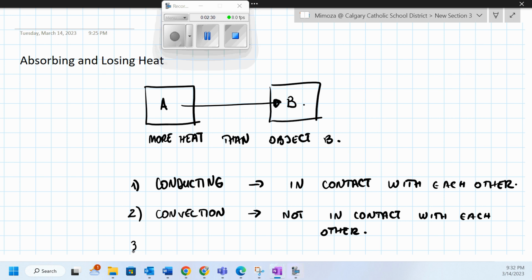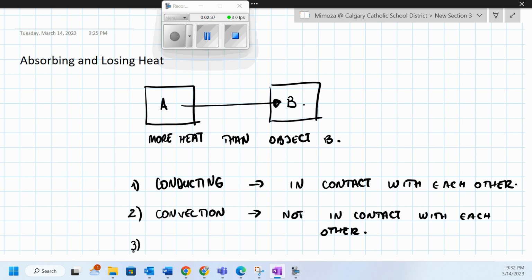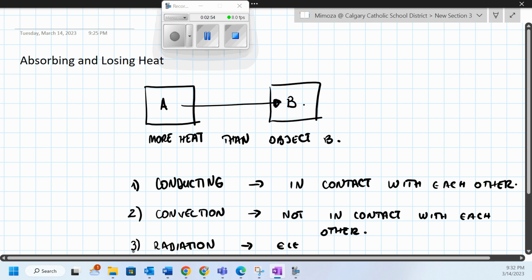And the third way that we will study in this class, that the heat is transferred from one object to the other, is radiation, which is happening as a result of electromagnetic waves, which carry energy and move from one object to the other. So I will say here: electromagnetic waves.